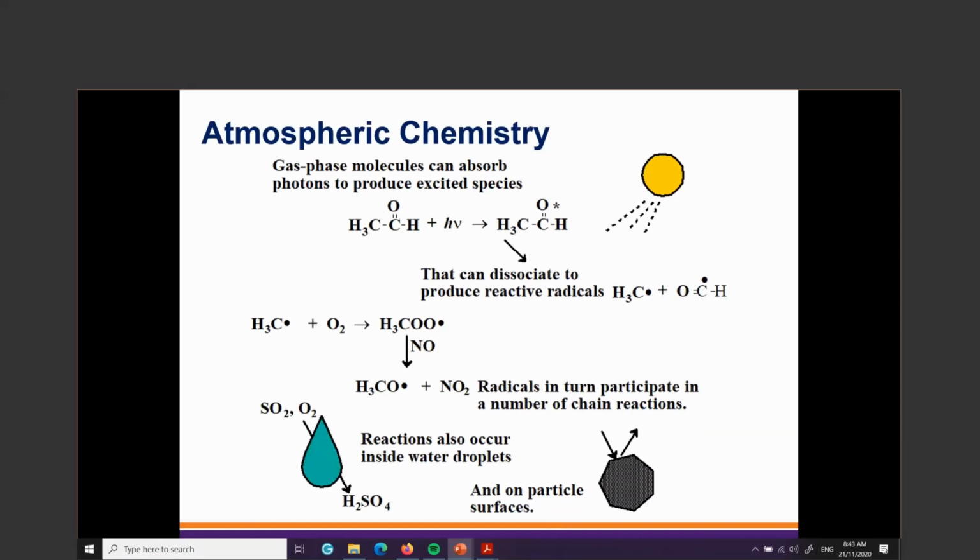Maybe you know about PM 2.5 and PM 10. These are particles with sizes of 2.5 and 10 micrometers.